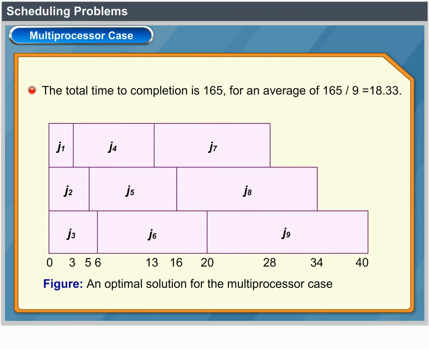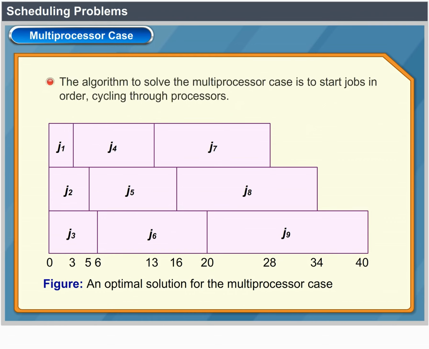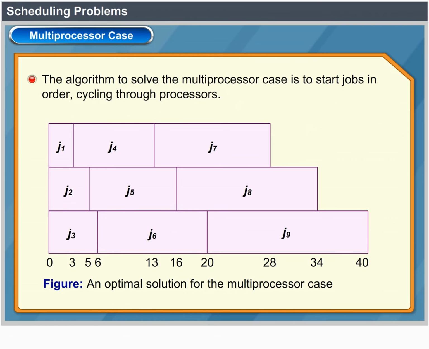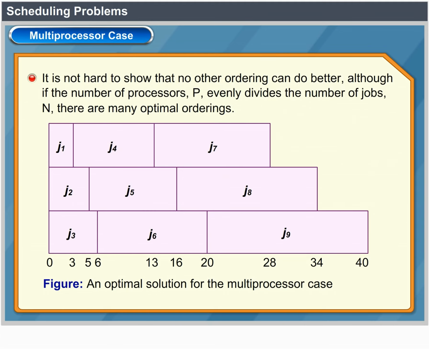The algorithm to solve the multiprocessor case is to start jobs in order, cycling through processors. It is not hard to show that no other ordering can do better, although if the number of processors P evenly divides the number of jobs N, there are many optimal orderings.